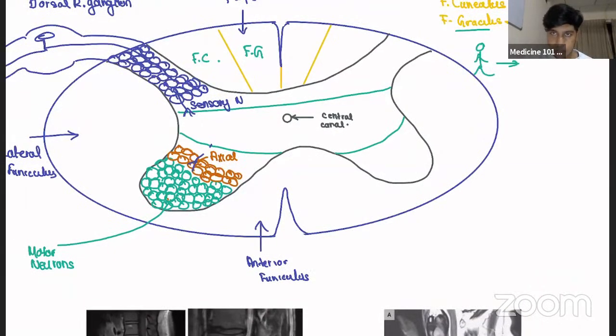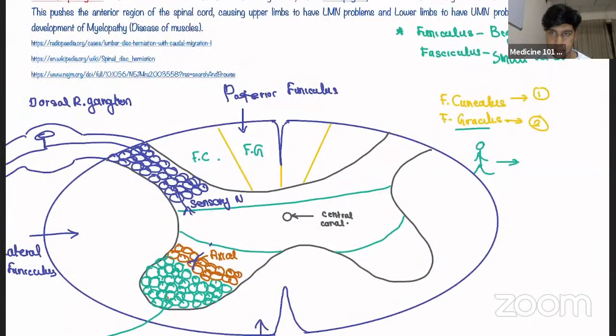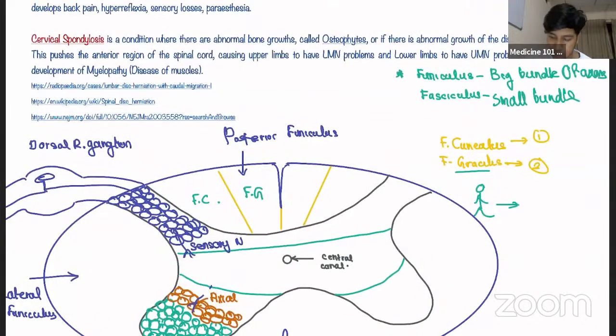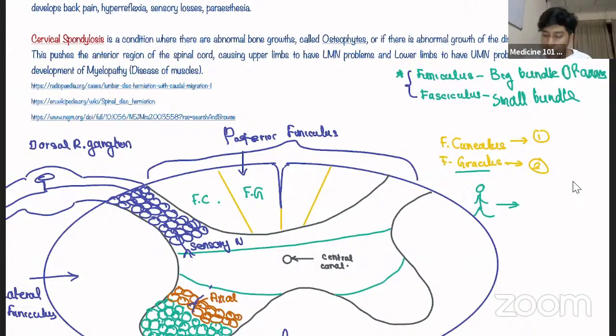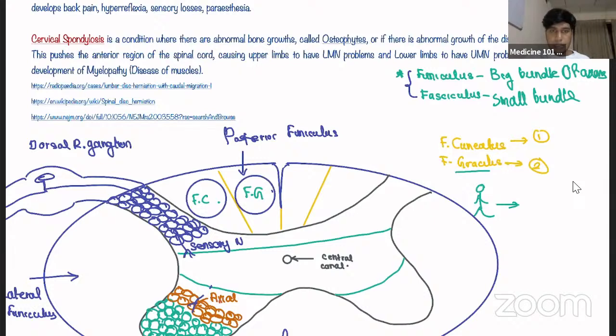Fasciculus is the small bundle of axons only. Yes, white matter bundles. These two terms relate to white matter. Basically, funiculus is the big bundle of axons and fasciculus is the small bundle of axons only. So this entire large segment is the posterior funiculus, while the fasciculus, we have divided into this and this. It's like smaller bundles. These are just names to group things together, basically.